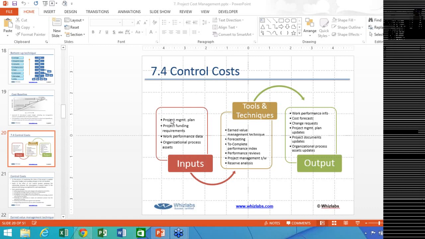Now talking about earned value management, as you can see on your screen, there are a few terminologies which I think are worth sharing with you. There is something called the planned value.